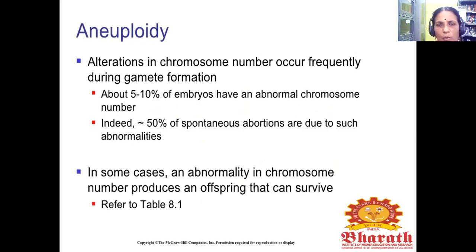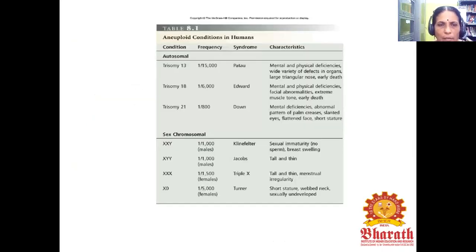Alteration in chromosome number occurs frequently during gamete formation. About 5 to 10% of embryos have an abnormal chromosome number. Indeed, 50% of spontaneous abortions are due to such abnormalities. In some cases, an abnormality in chromosome number produces an offspring that can survive. Refer to the table of aneuploid conditions in humans.